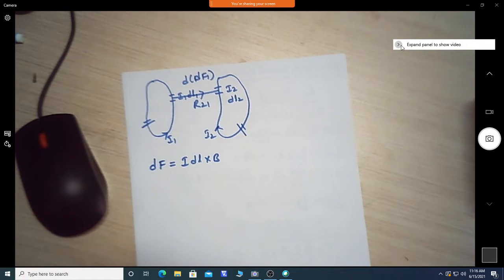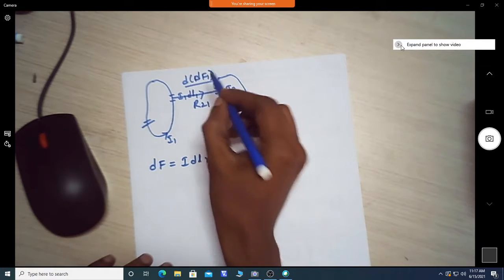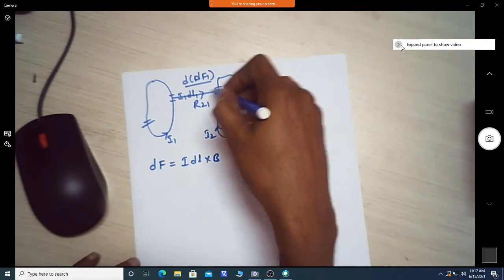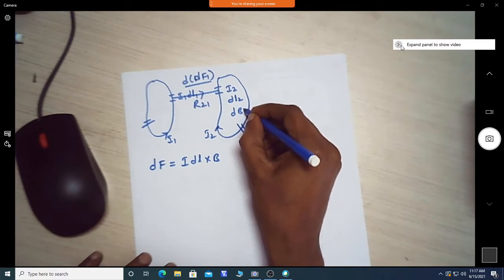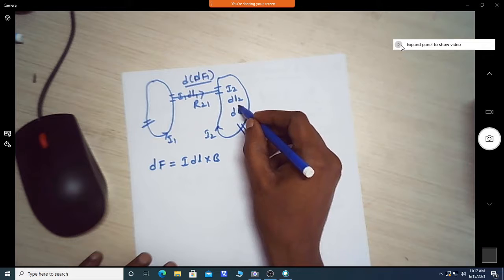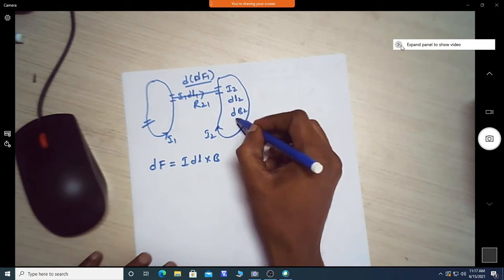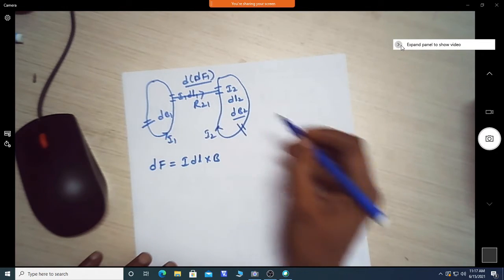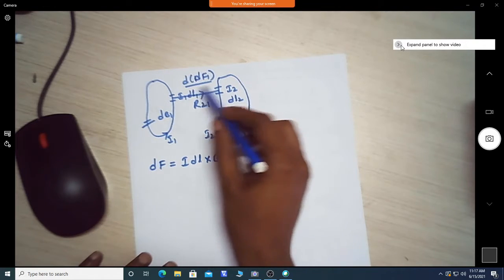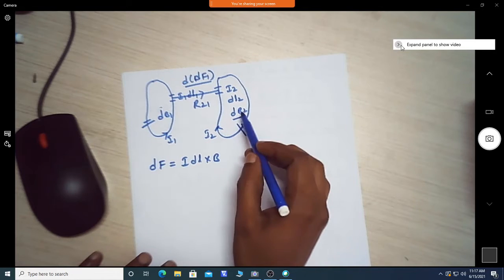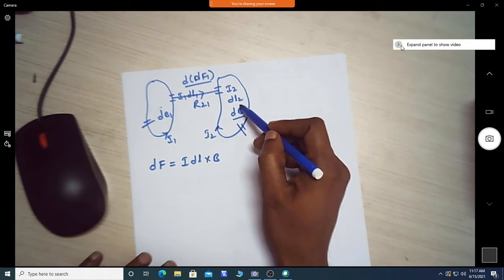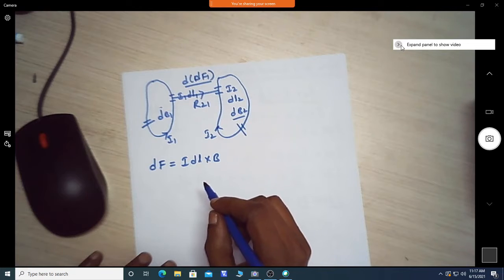So now we can find out the force, that is dF1, due to these differential elements. The force exerted on element I1 dl1 is due to the magnetic field dB2. Let us take the magnetic field produced by this element as dB2, and this one as dB1. Now we can see the force exerted on the first current element due to the second current element, which has the magnetic field dB.